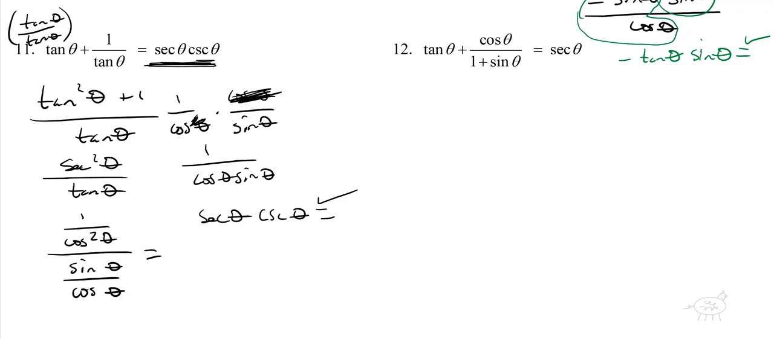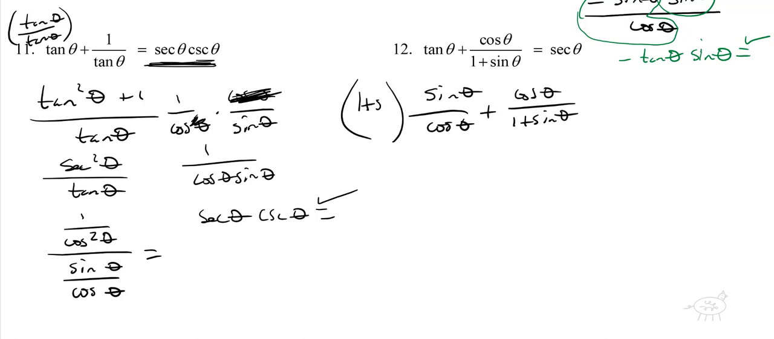So what I would do with this one, again, is I would do this one as sine of theta over cosine theta plus cosine of theta over 1 plus sine of theta. And then I would look for a common denominator. And the common denominator actually is cosine 1 plus sine. So I'm going to multiply this one by 1 plus sine and this one by cosine over cosine.